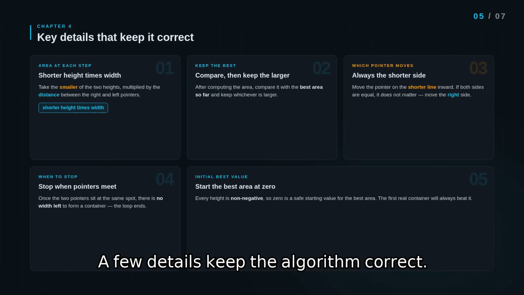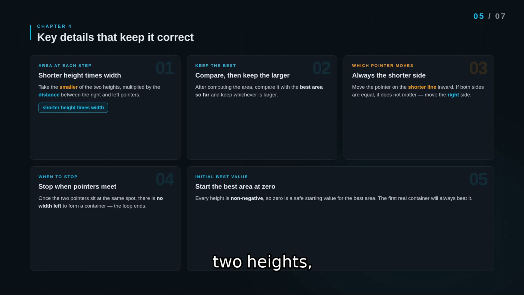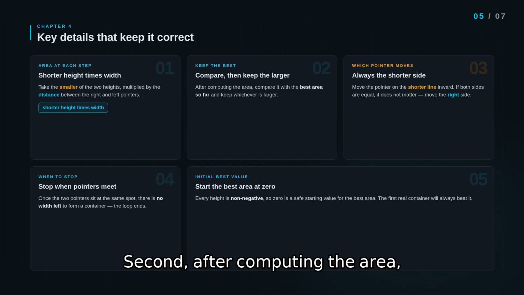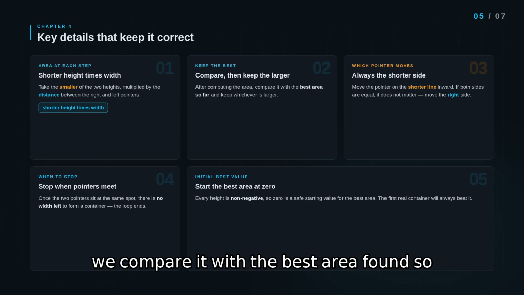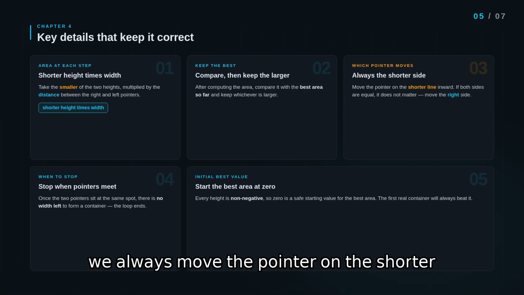Key details. A few details keep the algorithm correct. First, the area at each step is the smaller of the two heights, multiplied by the distance between the right and left pointers. Second, after computing the area, we compare it with the best area found so far and keep the larger one. Third, we always move the pointer on the shorter side inward.